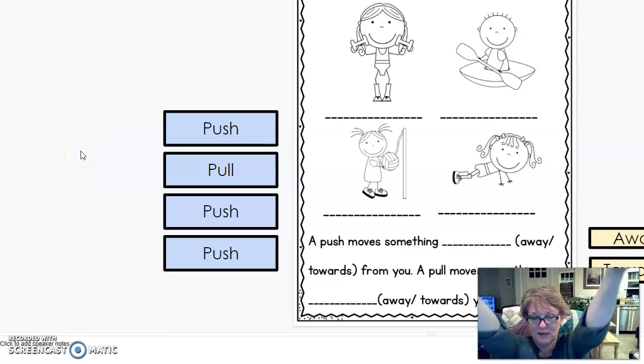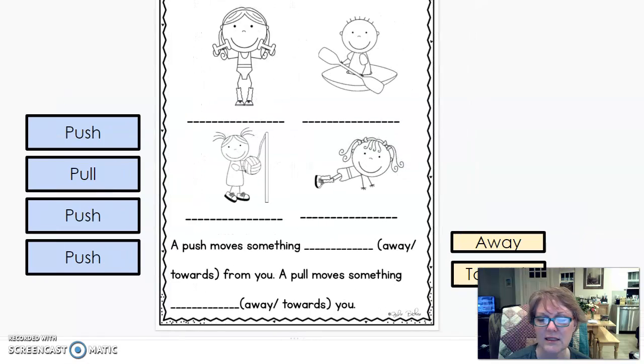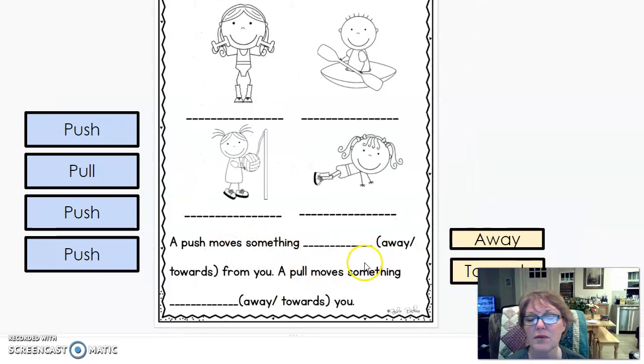So, is this pushing? Going like this on the river or on water, is that pulling or pushing? How about a tetherball or push-ups? Decide which one it is. And then on this side, it says a push moves something away or towards you. Pick which one. And then a pull moves something away or towards you. Pick which one. Okay? And then number 7.